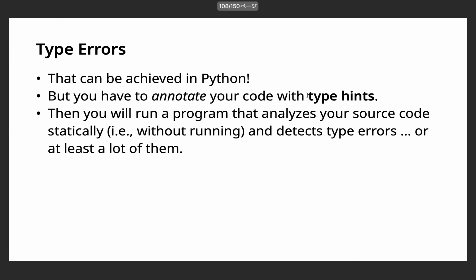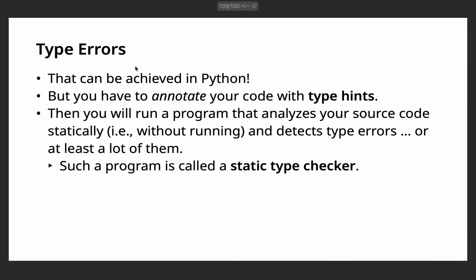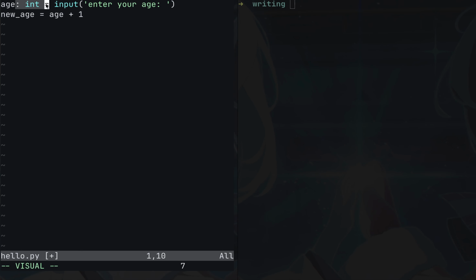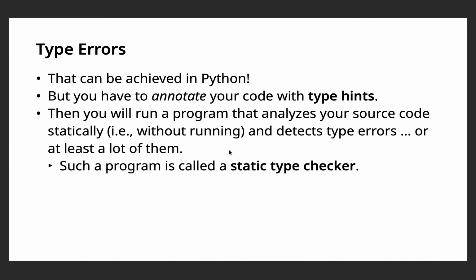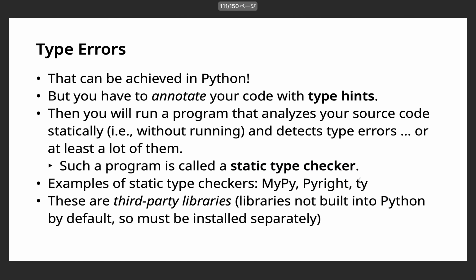So if you have type hints, they look like this. If you do that, what Python can do, or what external programs can do, is detect type errors based on what you put here. Here you have this input function that's meant to return a string, but you're giving it a type hint of integer. That means you expect this to be an integer, but in reality it is actually a string. So the external program, which we call a static type checker, is meant to catch mismatches like these.